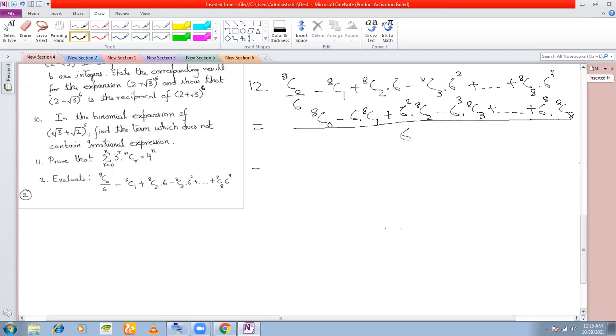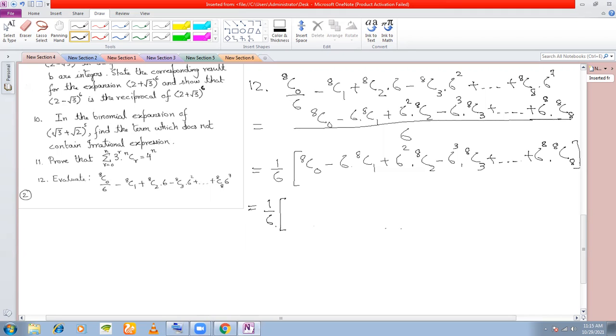Right? So now you can write this as 1/6 of 8C0 minus 6 into 8C1 plus 6 square into 8C2 minus 6 cube into 8C3 plus up till 6 to the power of 8 into 8C8. Right? Now we want to express this sum as a binomial. So how do we express it?